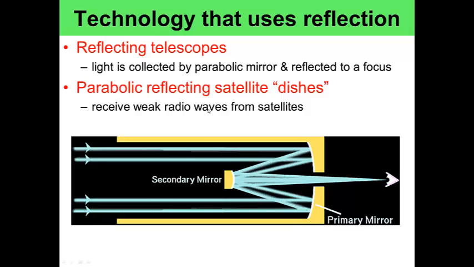So here you have a reflecting telescope. Light comes in, bounces off the mirror onto a secondary mirror, which causes the light to be focused in your eye so you can see distant objects clearly.